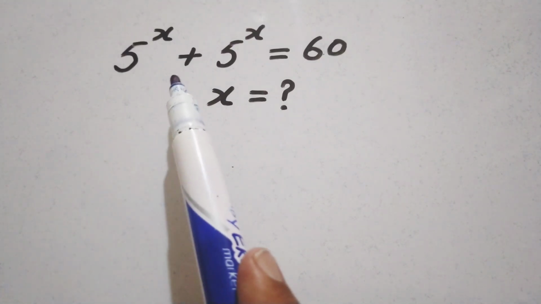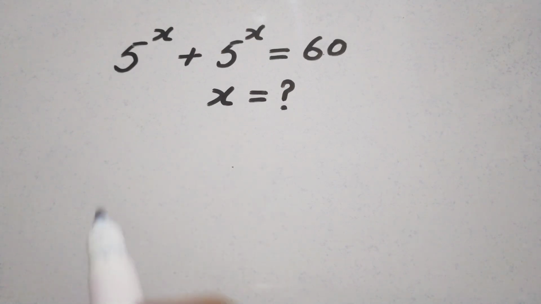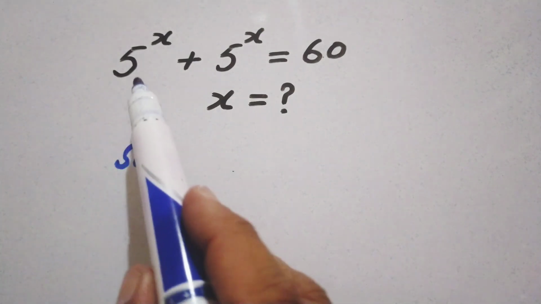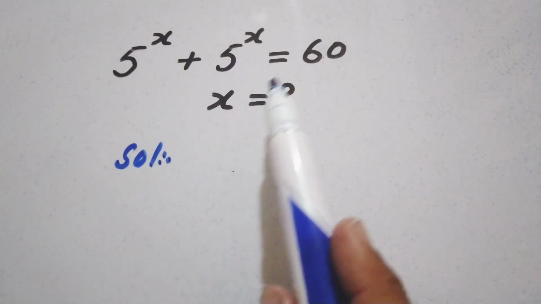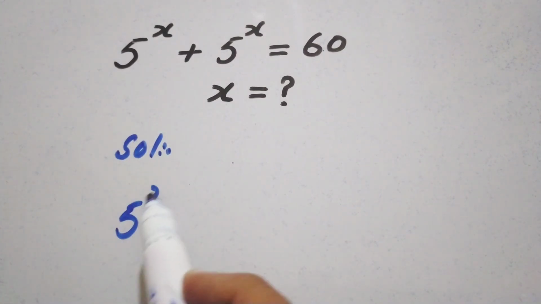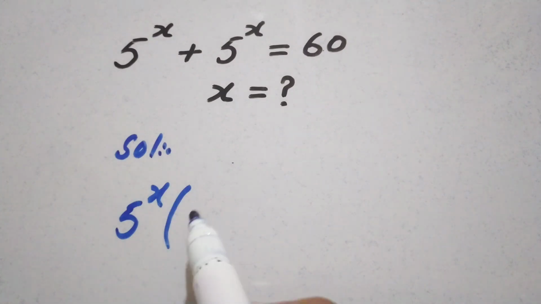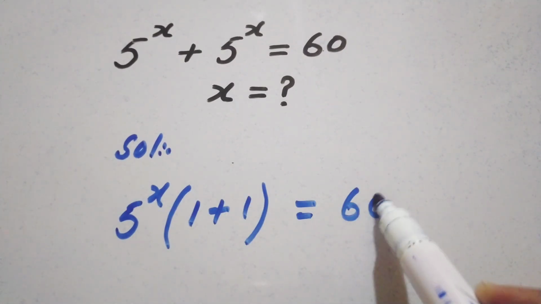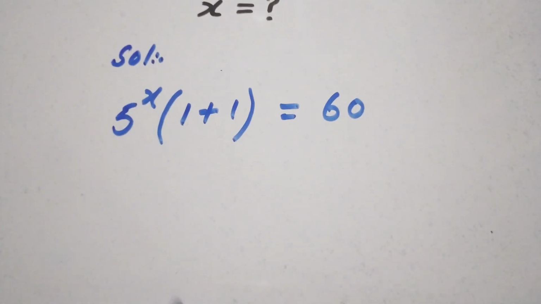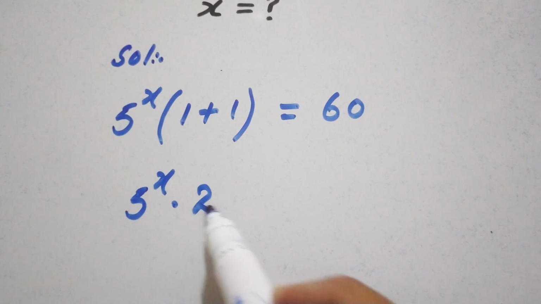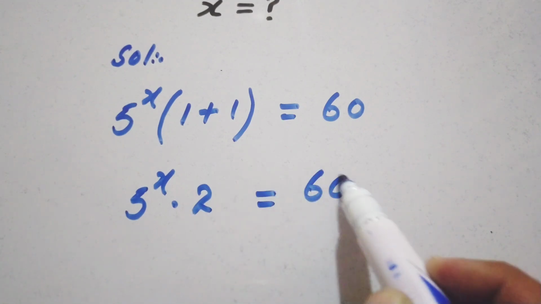How to simplify this question for the value of x? Let's come to the solution. Here we have 5 to the power x plus 5 to the power x is equal to 60. First of all, on the left hand side we can factor out 5 power x. So inside, 1 plus 1 is equal to 2, and we have 5 power x times 2 is equal to 60.